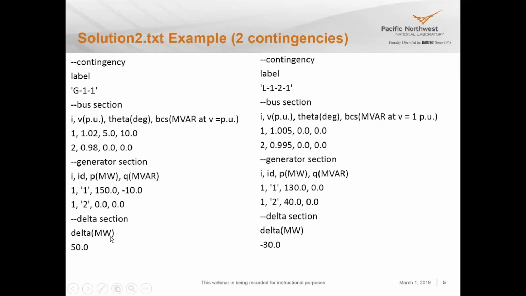Just one note I'd like to put here, the delta values are not necessarily equal to the total generation that is lost in a contingency. For one thing, the participation factors don't necessarily add up to 1. That said, there are units on the delta value. The units are megawatts, and the units of the participation factors are dimensionless.